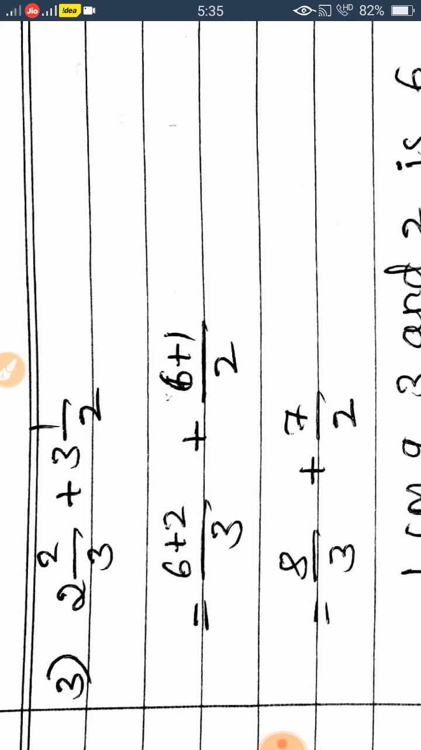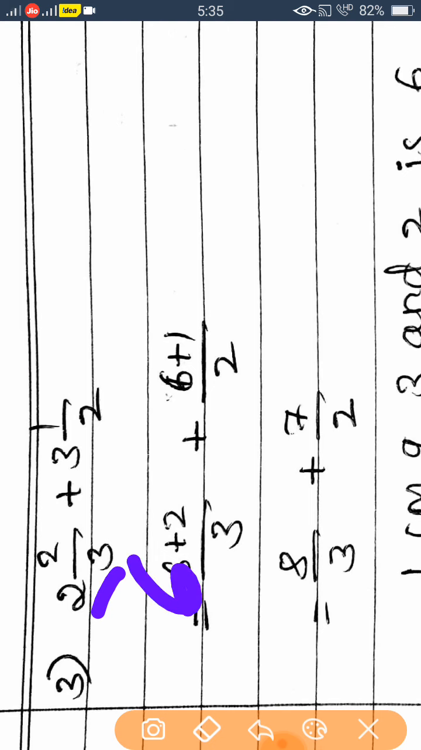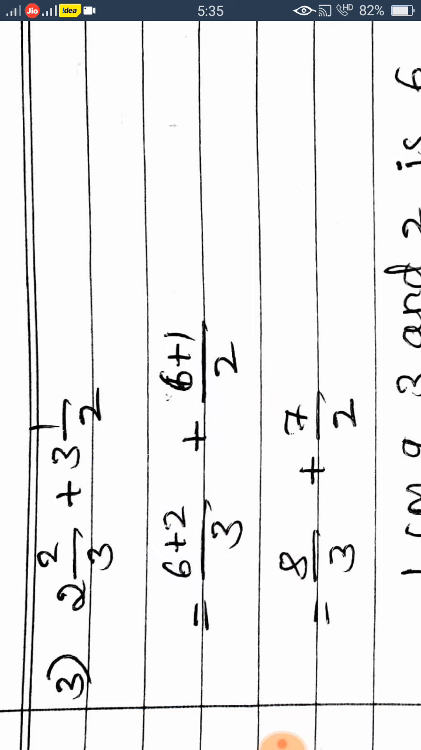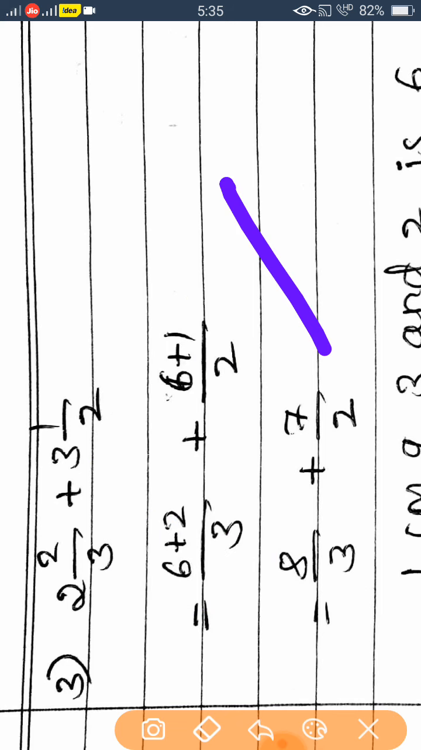So how can we convert here? 2 and 2 by 3 plus 3 and 1 by 2. So multiply these two and add the numerator. 2 3s are 6 plus 2, divided by 3 as it is, plus these two multiplication, 2 3s are 6 plus 1, as it is. Then 6 plus 2 is 8. 6 plus 1 is 7. This is the improper fraction question again.